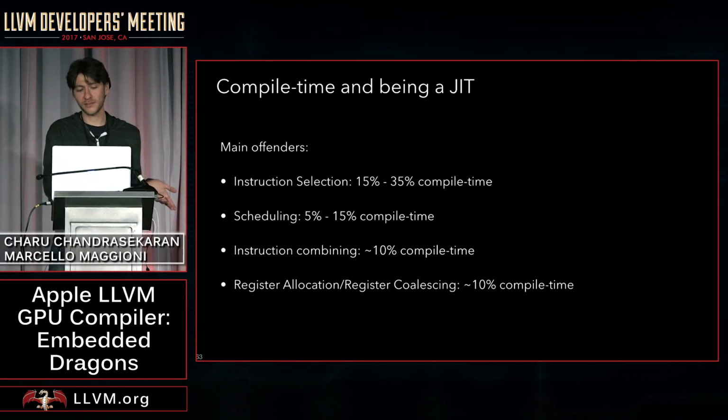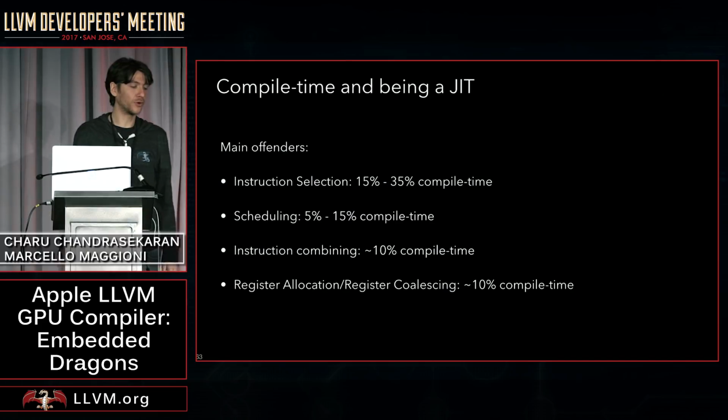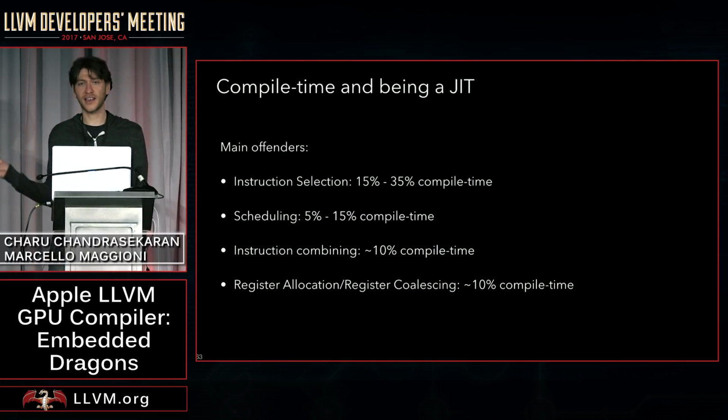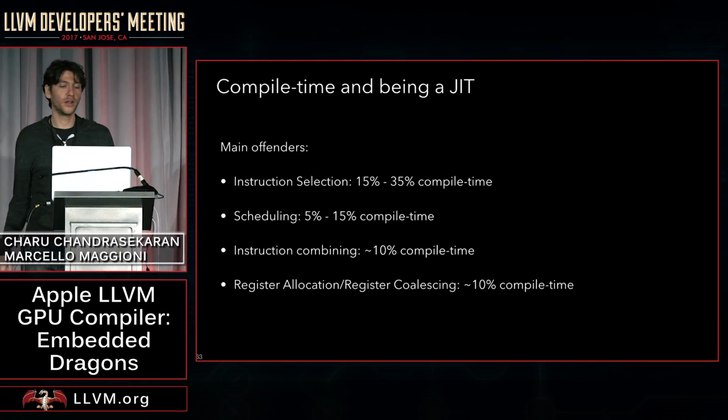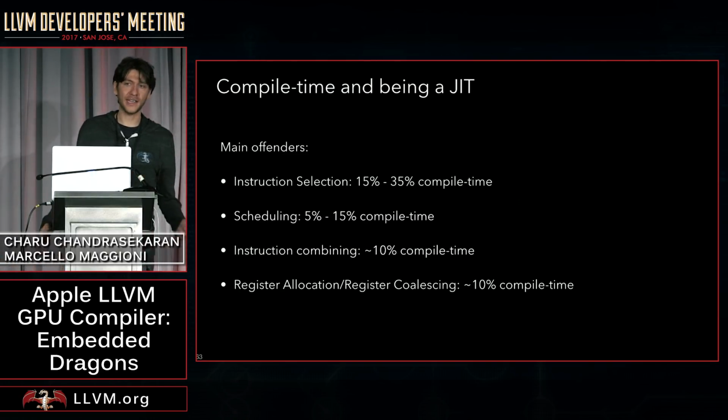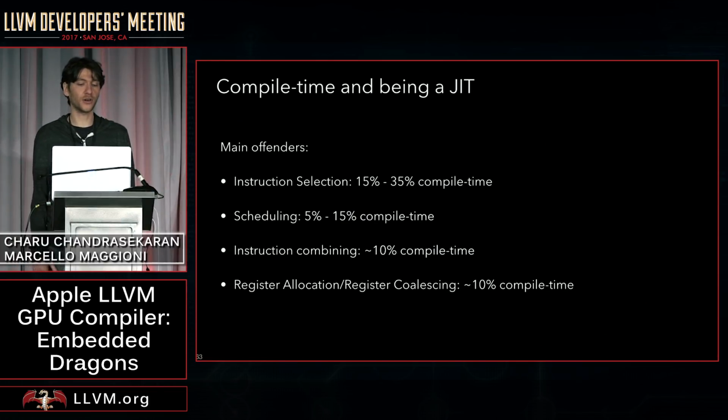And these are some of our main offenders with respect to compile time. As already mentioned, SelectionDAG for us is 15 to 35% of compile time. Scheduling is another 5 to 15%. Instruction combining, 10%, and register allocation is another 10%. There are also loop passes that sometimes are on this list and very prominent, but they're not always there. So these are the main offenders that are always there, but loop passes are sometimes pretty expensive for us.